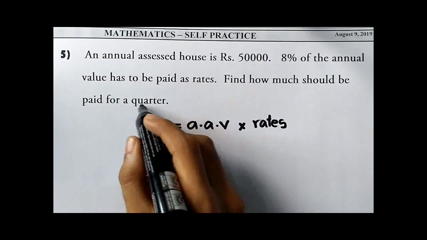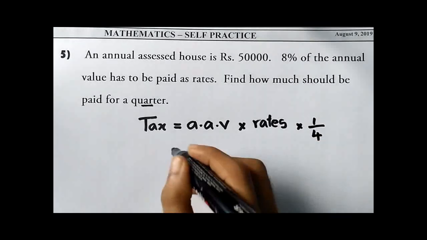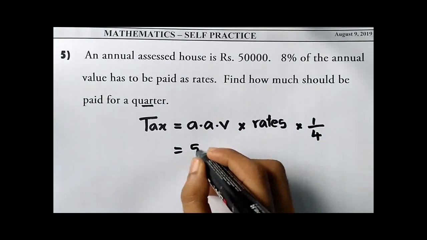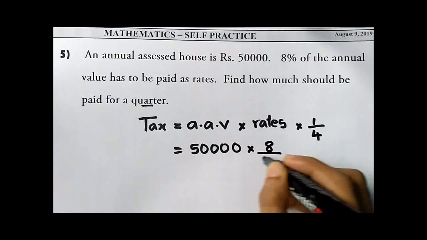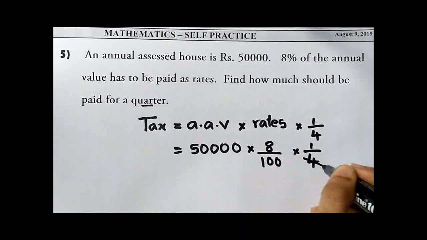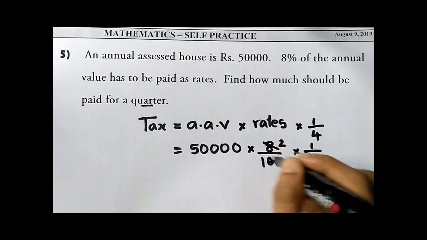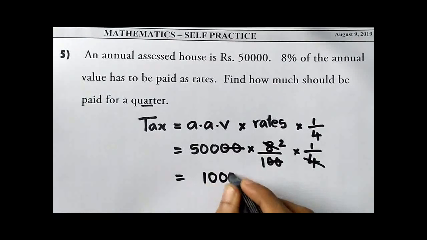And they are asking to find it for a quarter. For a quarter means we should multiply again by 1 over 4. So the annual assessed value they have given is 50,000, and the rate is 8%. So 8 over 100 into 1 over 4. 4 and 8, we can cancel by 2. Double zeros also we can cancel. So 500 into 2 is 1000 rupees.